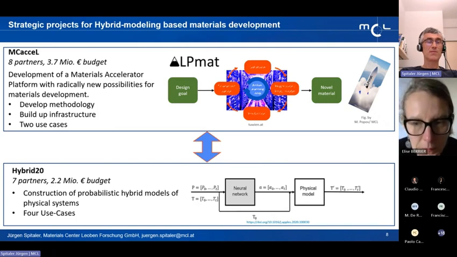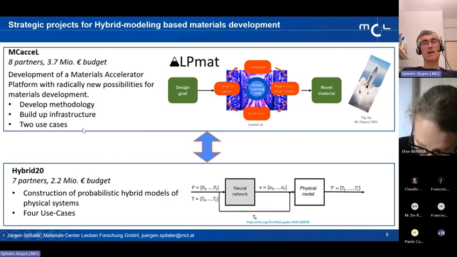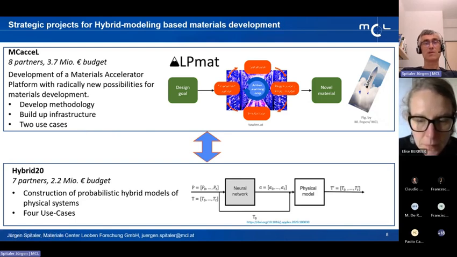On the one hand side, the MCXL project, which I'm leading, which is about developing a materials acceleration platform with radically new possibilities for materials development. So this project is about developing methodology, about building up infrastructure, and doing the whole thing in close relation with domain experts for two use cases. That means the design of the platform and how it's structured is already based on input also from use case experts. And then, of course, it's also applied to do materials optimization for two use cases.